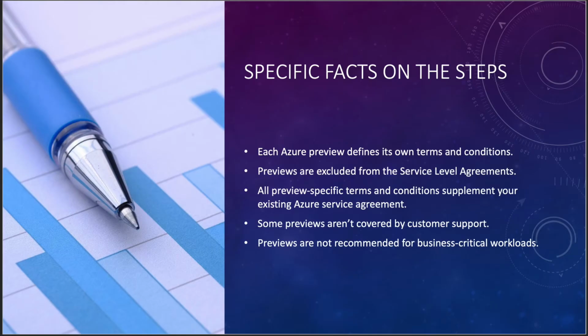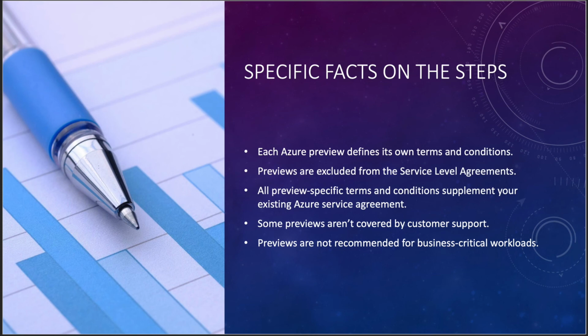Right? So there's some really specific facts on the steps here that you need to be really aware of. Each Azure preview defines its own terms and conditions. So there's a difference between private preview, public preview, and general availability in terms of what Microsoft will actually support. Previews are excluded from service level agreements. You may not get a service level agreement. They may turn it off in the middle of testing. They may decide not to go forward with it, or they may make some back-end change that will break your code. So just be really aware that if you are in a preview, don't be using this for production.